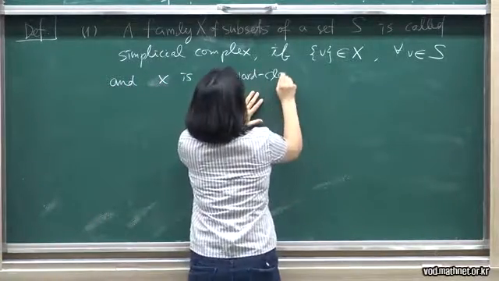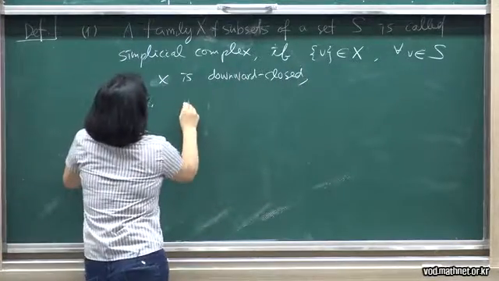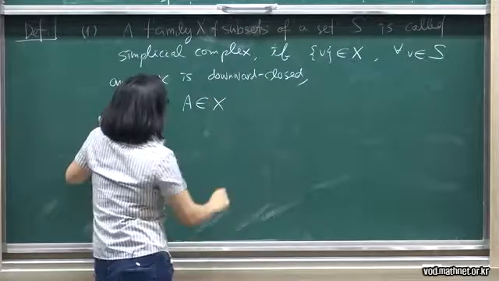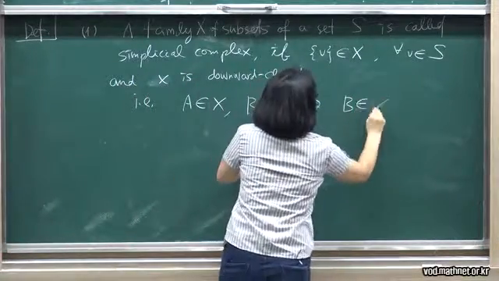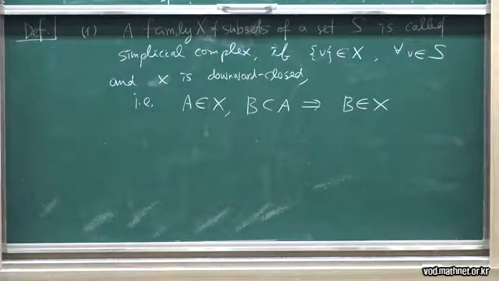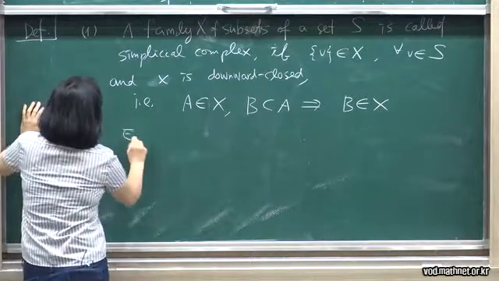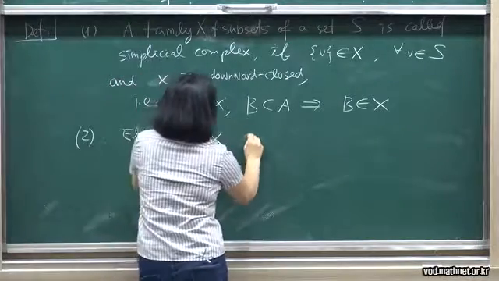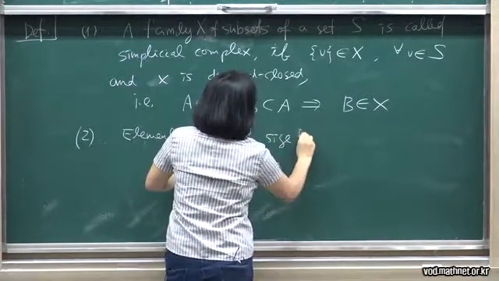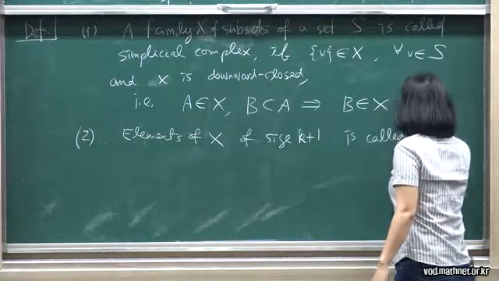Downward closed. What that means is that if A is an element of this family and B is a subset of A, then B should be an element of X. Yeah? Imagine here. So you can visualize it. And elements of X of a given size, say K plus 1, are called K simplices.